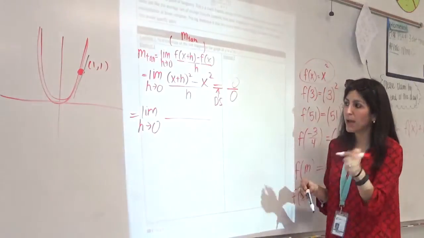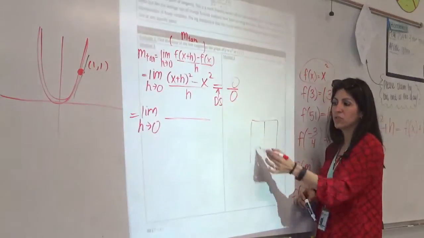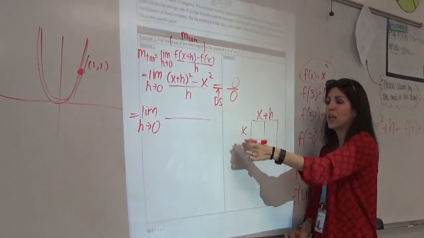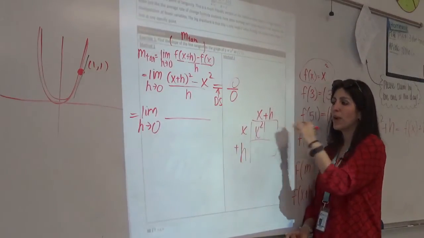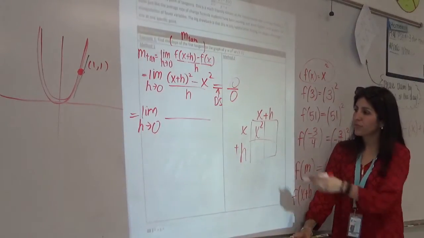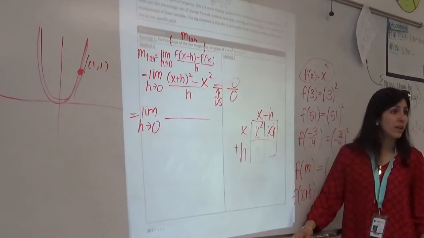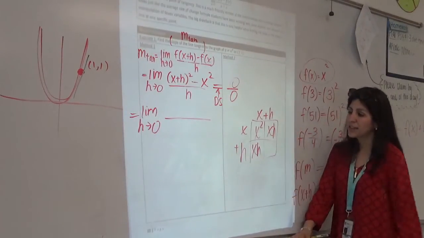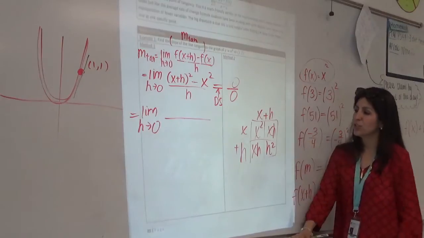To multiply something by itself, we've typically used a box, right? Because that means x plus h times x plus h. That's x squared. Let's see, what's my next box going to have in it? xh or hx, depending on which way you want to write that. Another matching xh followed by an h squared.